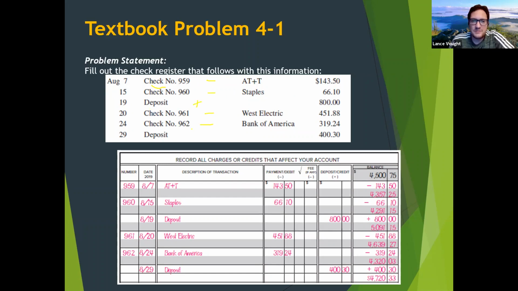Deposits are positive. So when you put this in your checkbook, you start here at 4,500, and then you subtract 143.50. You have a rolling balance. You subtract 66.10, rolling balance. Add 800. Subtract 451. Subtract 319.24 and add 400, and then this is your ending balance. So really for this, it's just making sure you know what's being subtracted and added.